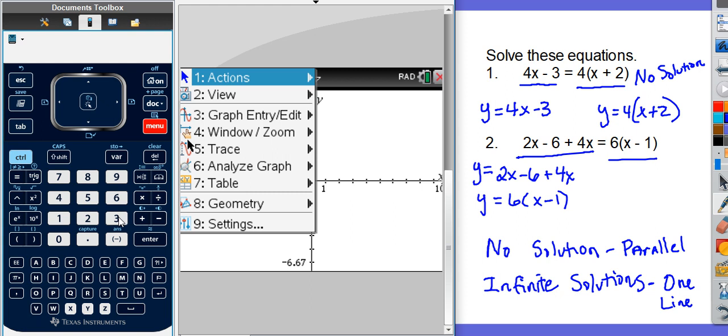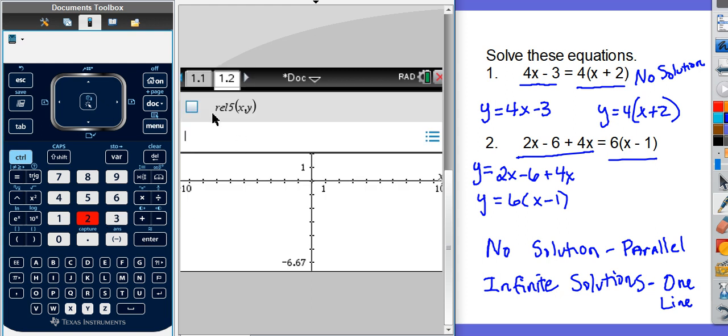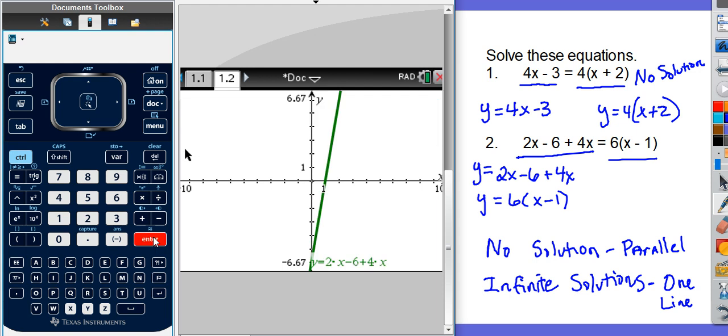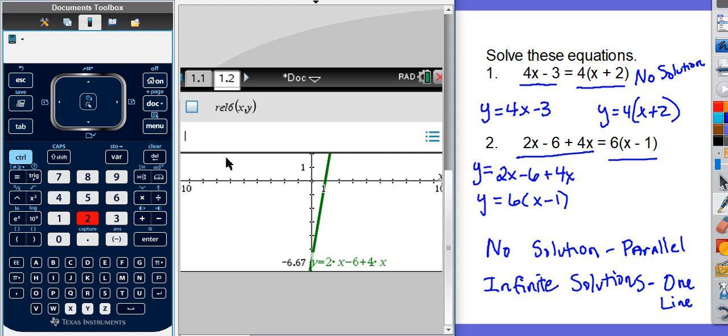So I'm going to go menu 3.2. I don't need to go through the whole process, just menu 3.2 to bring up my relation. And we will type in y equals 2x minus 6 plus 4x. Okay, we hit enter. And, oh, I shouldn't have hit enter. I should have hit down. But this is good. This will show me what you do when you accidentally hit enter. So right here's my line. It's green this time. So if I hit enter, then I have to hit menu 3.2. If you would have hit down, this just would have popped up.